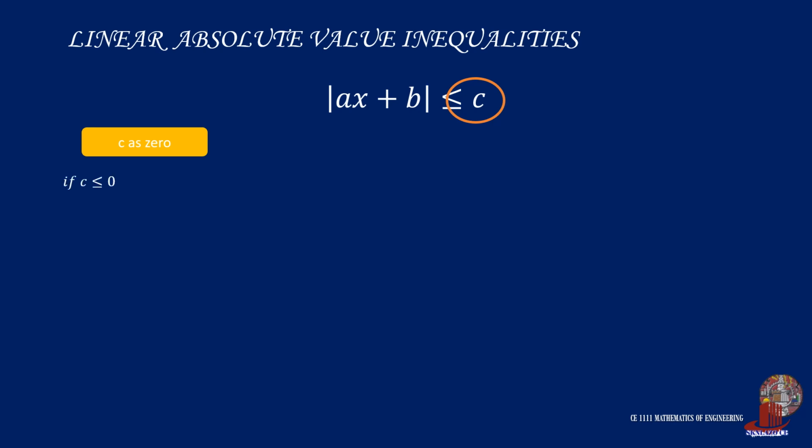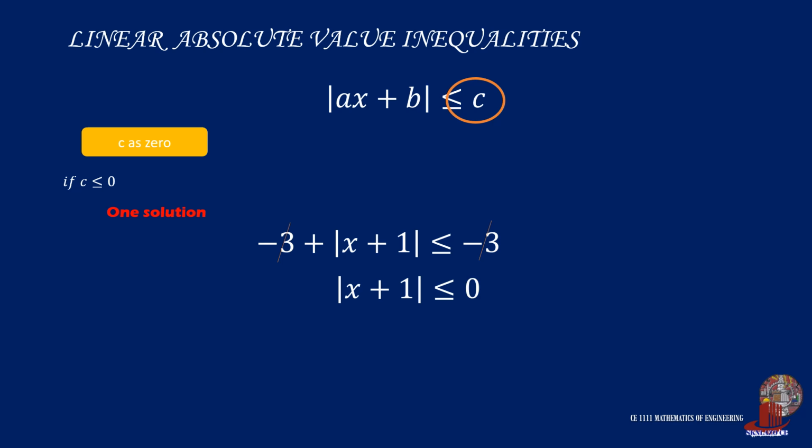Another case is when c is less than or equal to 0. This is closely related to the first case, but since it has an added feature of c equal to 0, this gives one solution. For example, with -3 plus the absolute value of x plus 1 is less than or equal to -3. Simplify it to have the absolute value of x plus 1 is less than or equal to 0. So the absolute value can have a solution for x as -1, to have the whole term equated to 0.